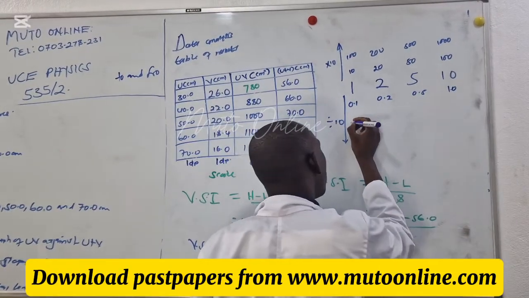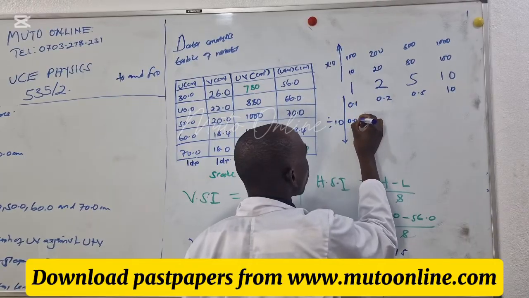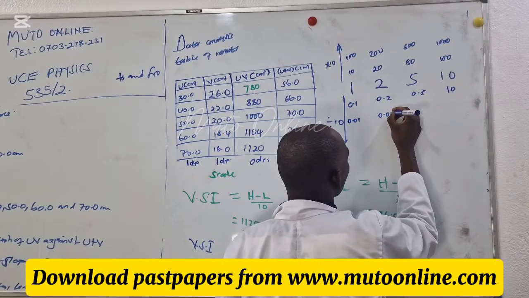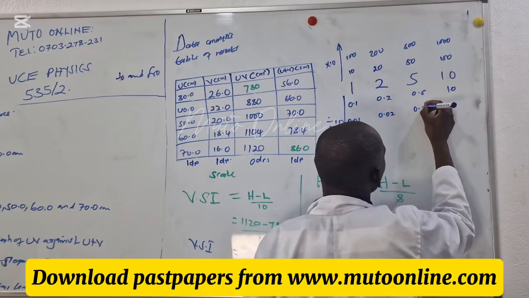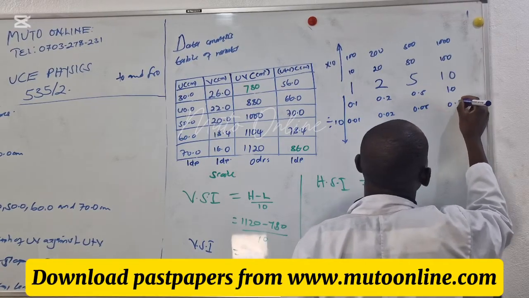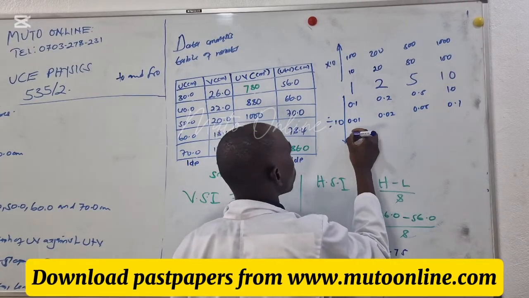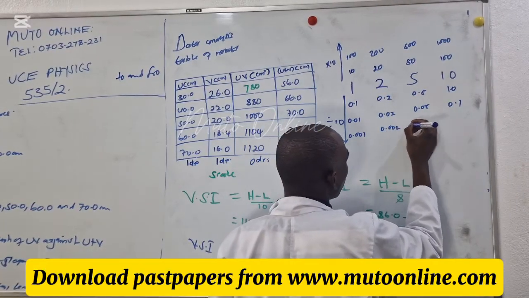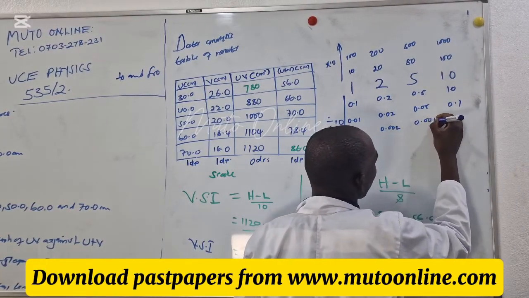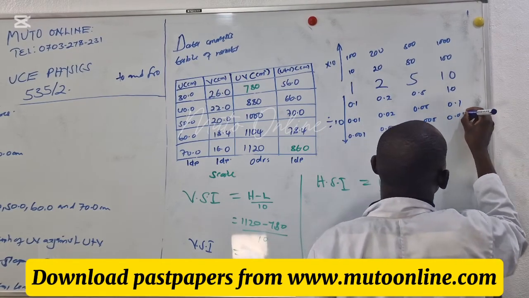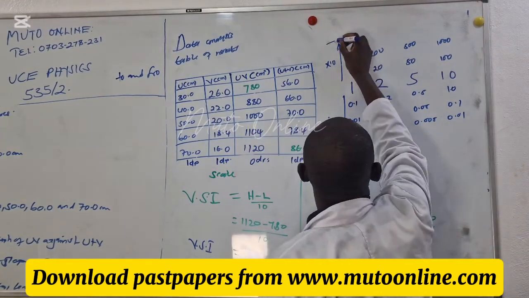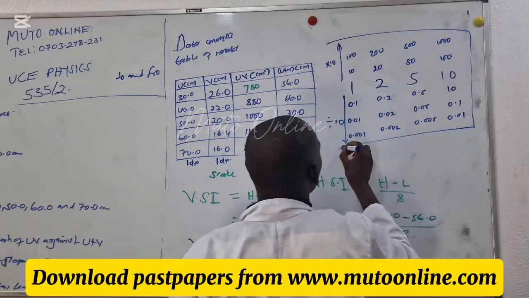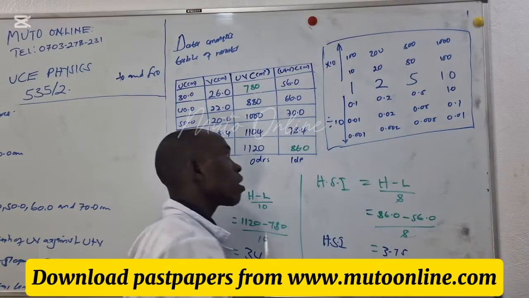Then when we again divide it by 10, 0.01, 0.02, 0.05, 0.1. One more time, 0.001, 0.002, 0.005, and 0.01. Now, this is where we are going to get our scale from.